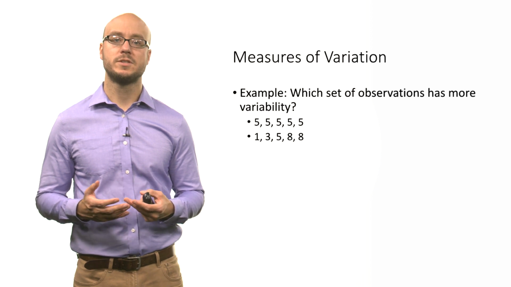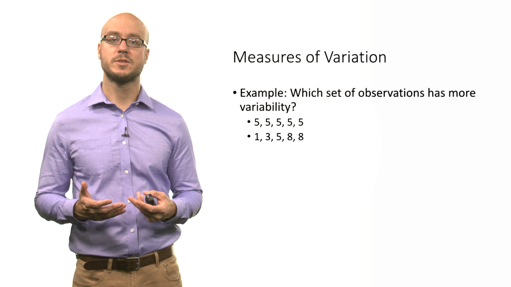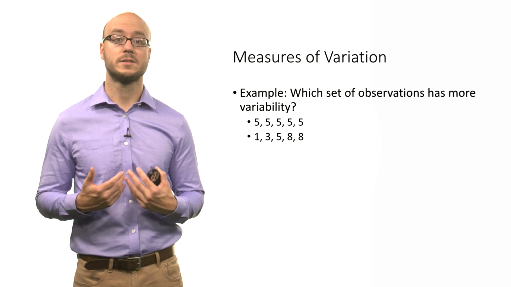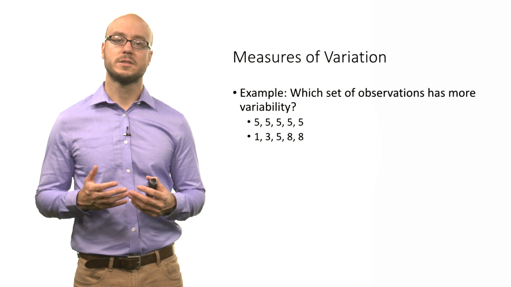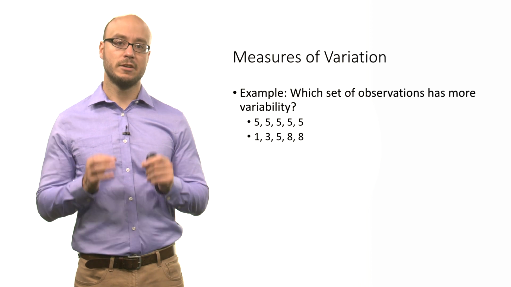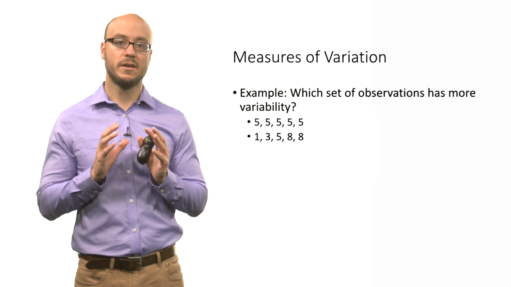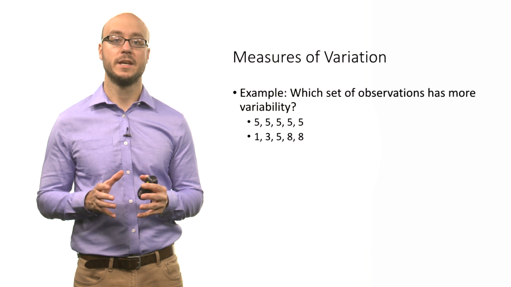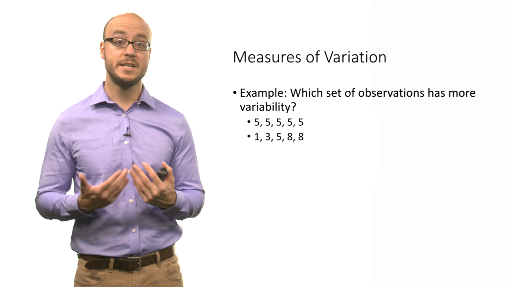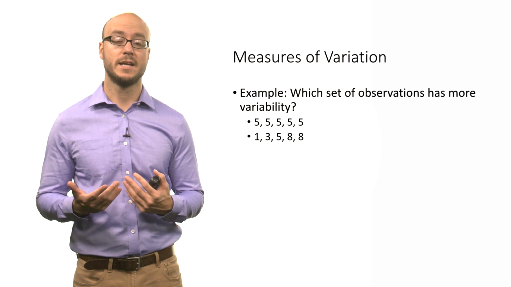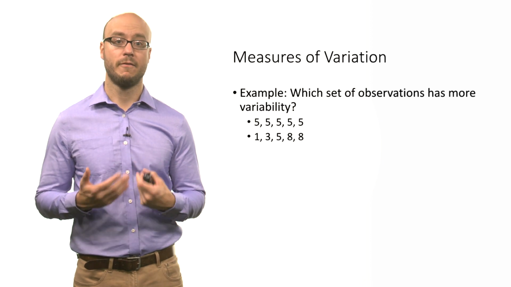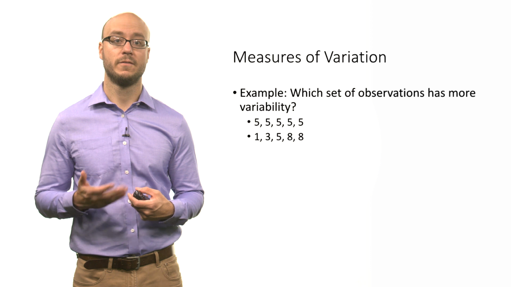So suppose you have these two sets of observations. You have a set of observations that are simply 5, 5, 5, 5, 5. So you have 5 data points, all exactly the same. Then you also have a different set of observations of 1, 3, 5, 8, and 8. Now just looking at those two sets of observations, I think most people would say that the second set has more variability. You just see that the data points differ more for the second data set than for the first, because the first data set consists of the same value repeated 5 times.